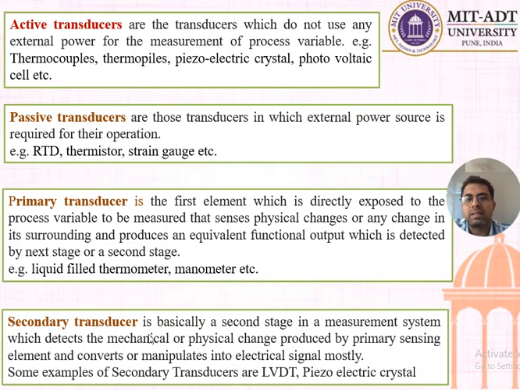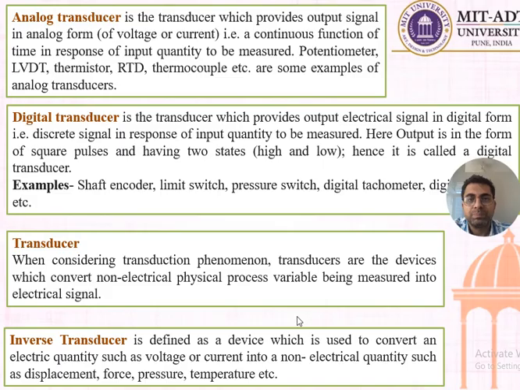Secondary transducer: a secondary transducer is basically the second stage in the measurement system, which detects the mechanical or physical change produced by the primary sensing element and converts or manipulates it into an electrical signal mostly. Examples of the secondary transducer are the LVDT and piezoelectric crystal.